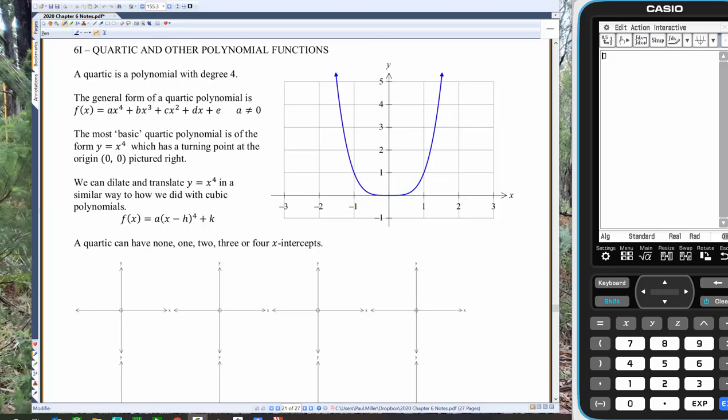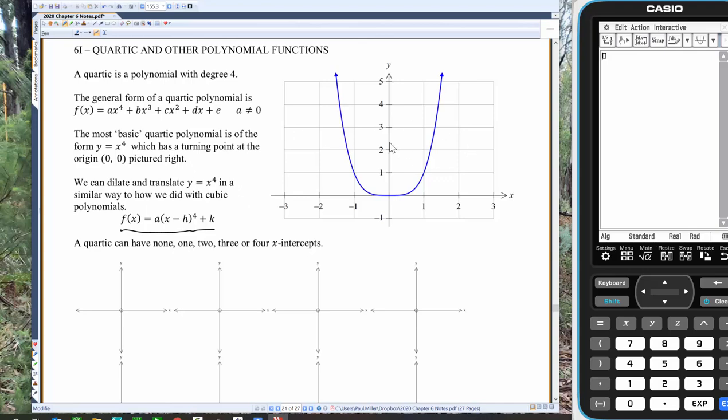This lesson looks at a polynomial with a degree higher than 3, or higher than a cubic function. So what we're going to do is look at a polynomial with degree 4. That's called a quartic. They take this general form here, but they can also be of this form here. And this is very similar to parabolic turning point form or cubic inflection form.